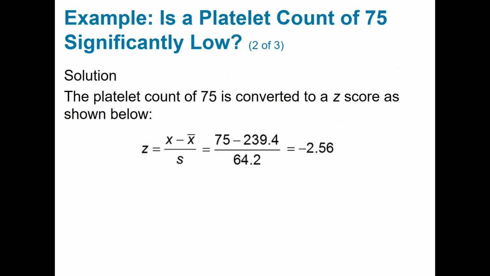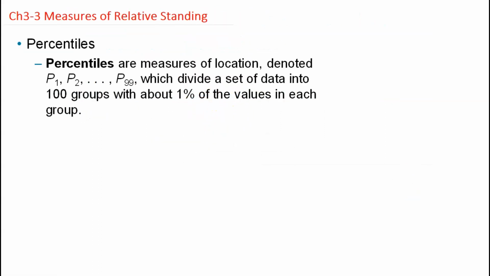The platelet count of 75 is converted to a z-score by subtracting 239.4, the mean, and dividing by 64.2, the standard deviation of a sample. The z-score is equal to -2.56. -2.56 is significantly less than -2. Therefore, the value of 75 will be considered a significant low value. Let's now look at another measure of relative standing, percentiles.